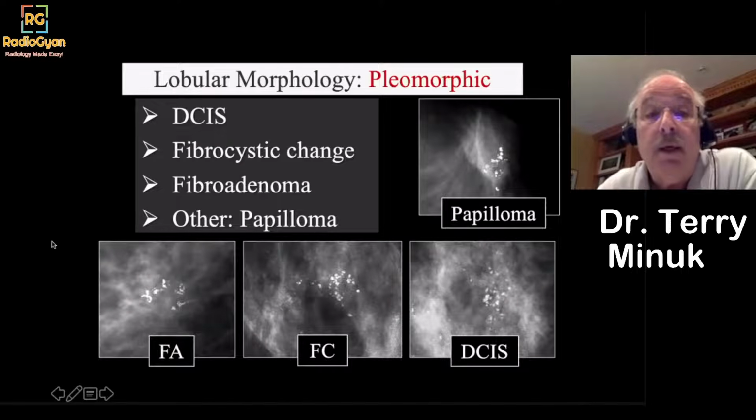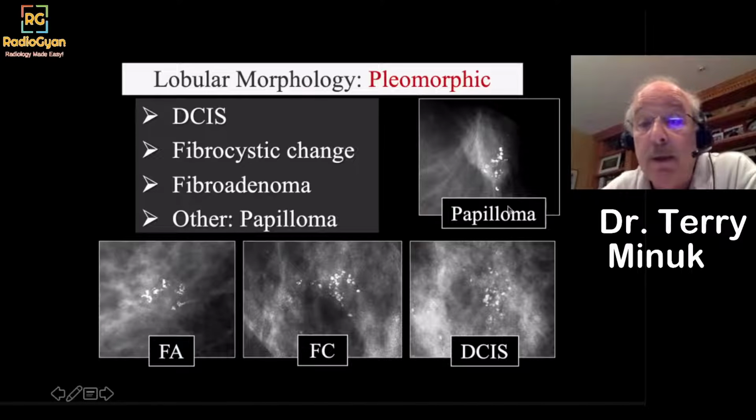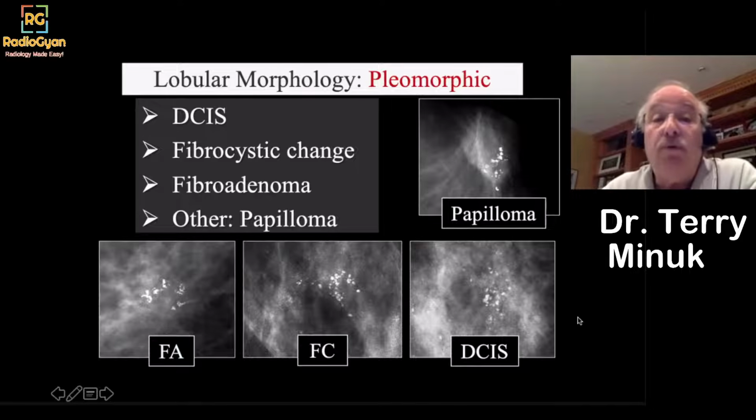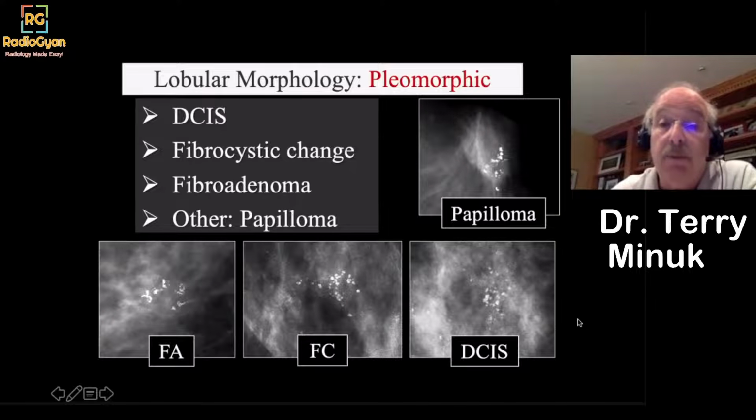So here's a summary of these lobular pleomorphic calcifications. There's DCIS, fibrocystic change, fibroadenomas. Here's a papilloma. They all look pretty similar. And unless they're diffuse all over the breast or there are other features that favor a benign lesion, they all have to be biopsied. But overall, if you take them all, half of these are going to be malignant.